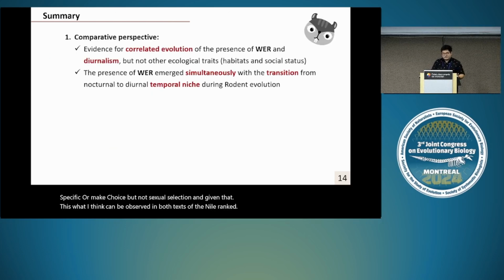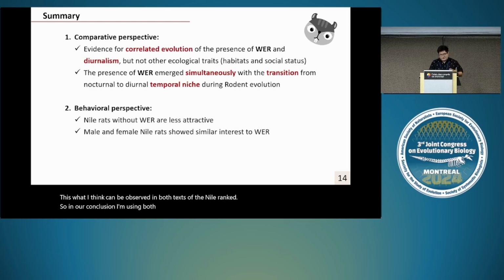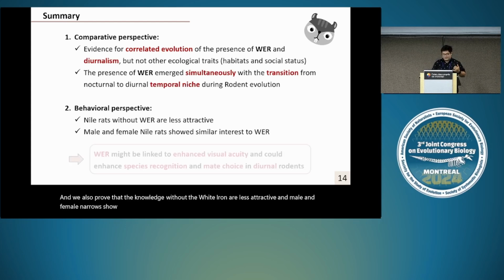So in conclusion, using both comparative and behavioral methods, we provide evidence to support the correlated evolution of the white eye ring and diurnalism, but not other ecological traits like habitat or social status. The presence of the white eye ring emerged simultaneously with the transition from the nocturnal lifestyle to the diurnal temporal niche during rodent evolution. We also showed that Nile rats without the white eye ring are less attractive, and male and female Nile rats show similar interest in the white eye ring.